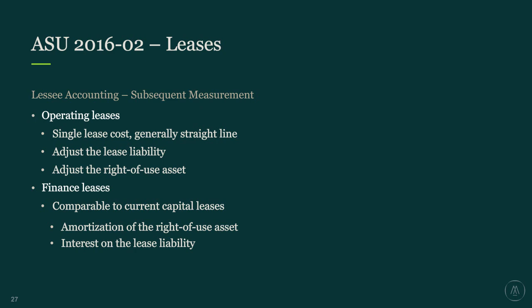This next slide is probably a bit out of order. This is just the subsequent measurements, some points. So if you think back to year 2 or 3 in Jake's example, it just kind of covers that, whether it's operating, goes back to the straight line, you adjust the liability and the right of use asset, and then you do what you do for finance lease, comparable to current capital leases, you'll have interest, and then you'll amortize that ROU asset. So apologize for being out of order on that.